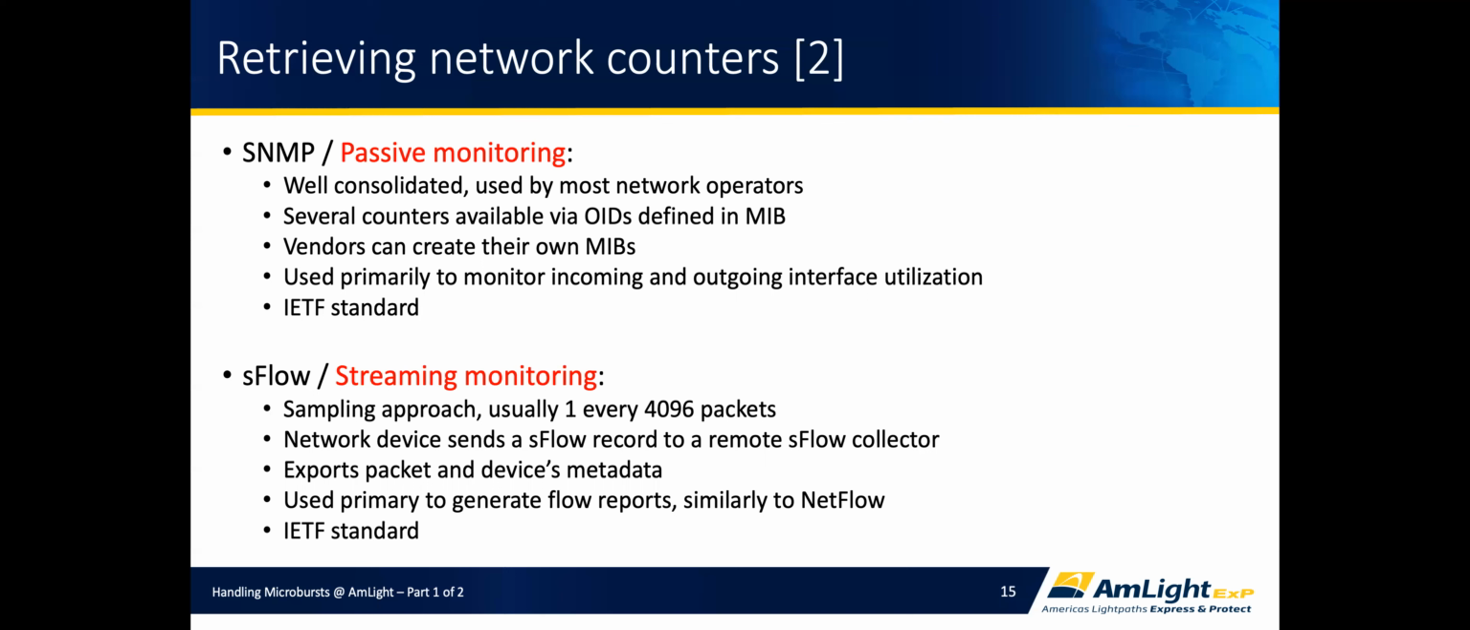sFlow is a streaming solution. It's a sampling approach. So the trigger is every time there are 4,096 packets, I send you a report. And this amount of packets, this sampling rate, is customizable. You can do every 1,000, every 100, every 8,000, depending on how much traffic you have and how much CPU you have. So this is a good approach for you to start trying to detect bursts and microbursts, because a microburst implies a lot of packets in a very short interval. And if you have sampling that captures this, then at least you know that you had a burst or a microburst. So this is good.